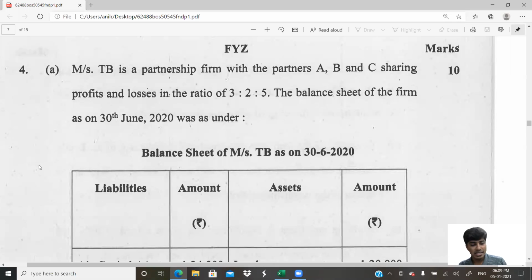4A. Messrs. TB is a partnership firm with partners A, B, C sharing profits and loss in the ratio 3 is to 2 is to 5. That is 3 by 10, 2 by 10, and 5 by 10. The balance sheet of the firm is given.